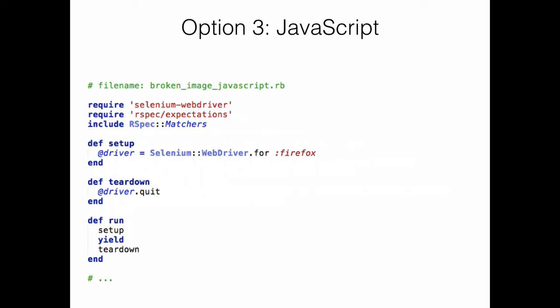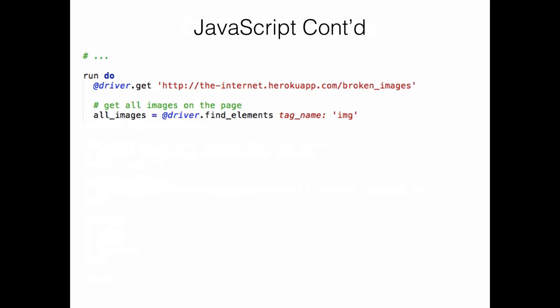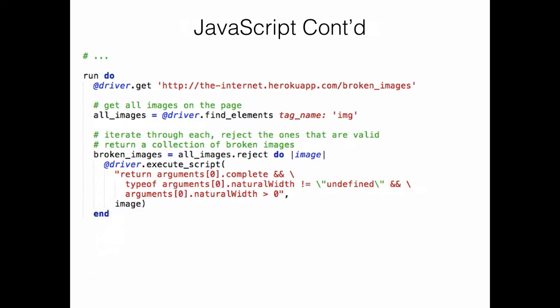And of course, there's JavaScript, which is probably my favorite one because this is just something that's built into Selenium that you can do without any additional libraries. After you set up things, we grab the images just like before, all the different image URLs, and then we iterate through them, but we execute JavaScript to make sure that they are complete and have the correct natural width and are not marked as undefined.